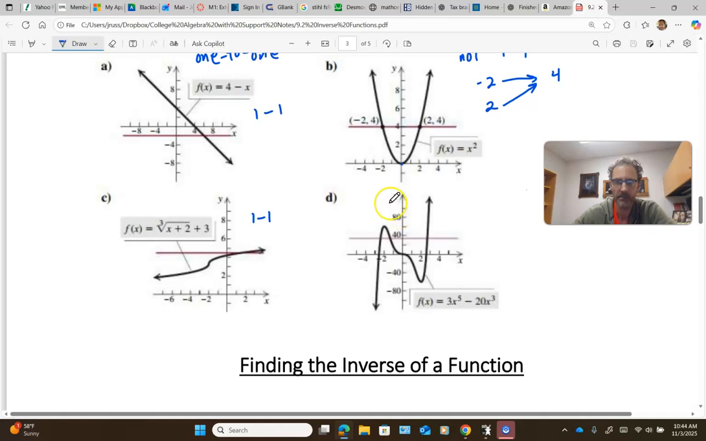And then part D is a 5th degree polynomial. And because we know these polynomials can zigzag back and forth, up and down like a roller coaster, this one will not pass the horizontal line test. So it is not one-to-one. Okay.